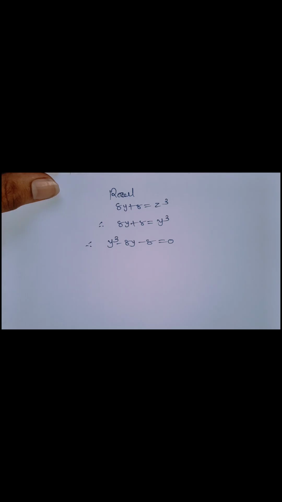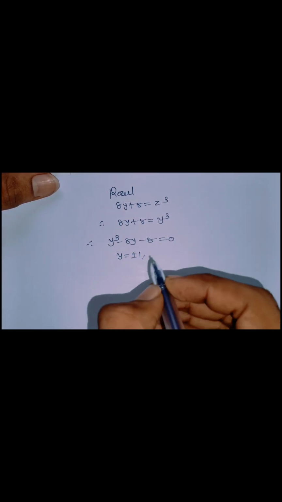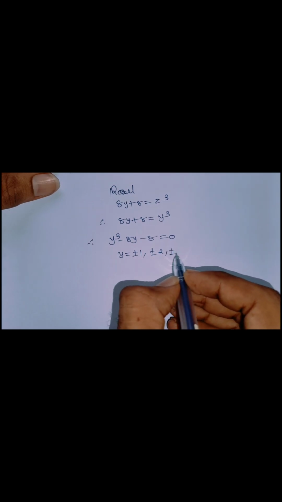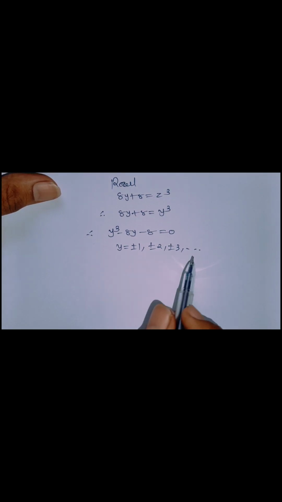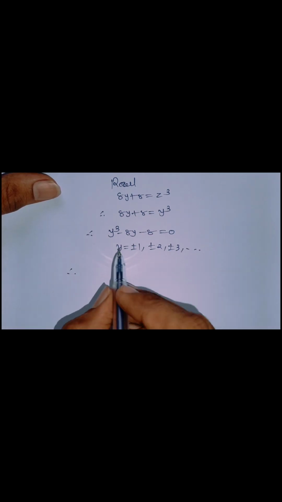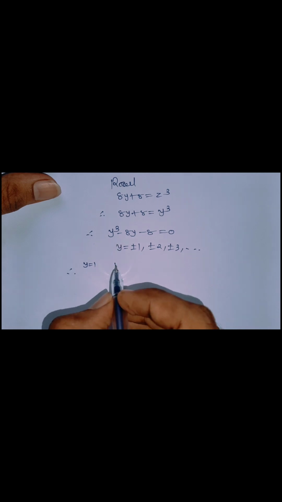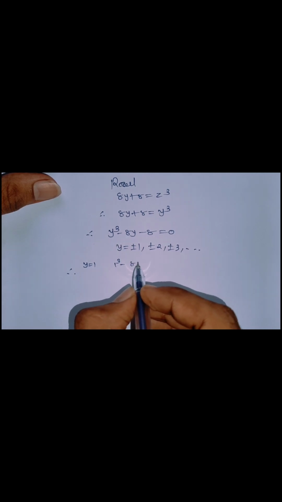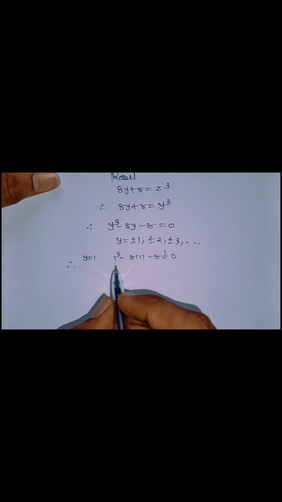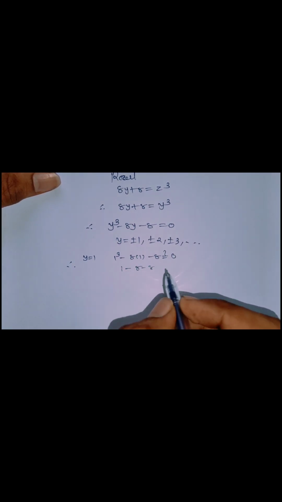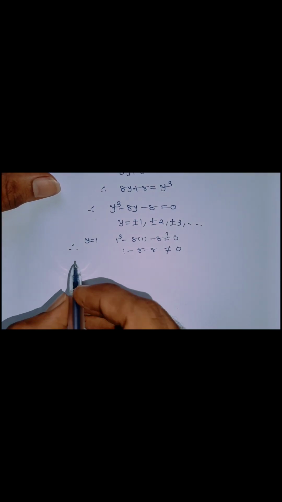Now here direct factorization is not possible, so use the trial and error method. Assume y is plus or minus 1, plus or minus 2, plus or minus 3, and so on, and check one by one which root satisfies this condition. If you put y is equal to 1, then 1 cube minus 8 into 1 minus 8 equal to 0 is possible? 1 minus 8 minus 8 is not equal to 0, obviously. So y is equal to 1 is not a solution.